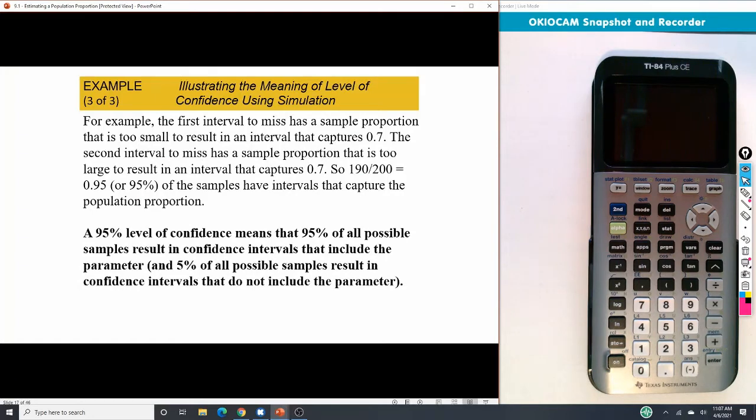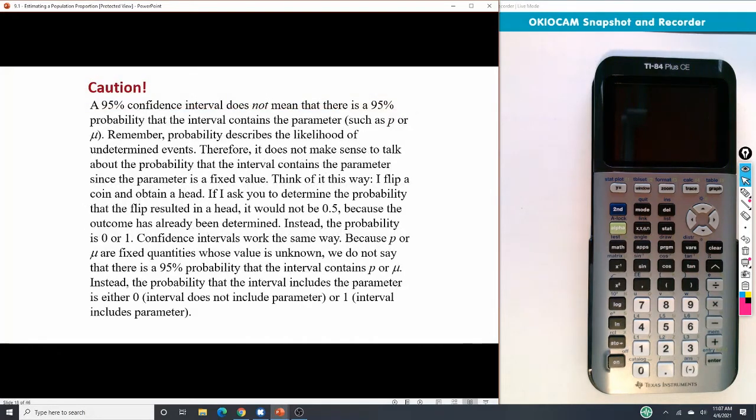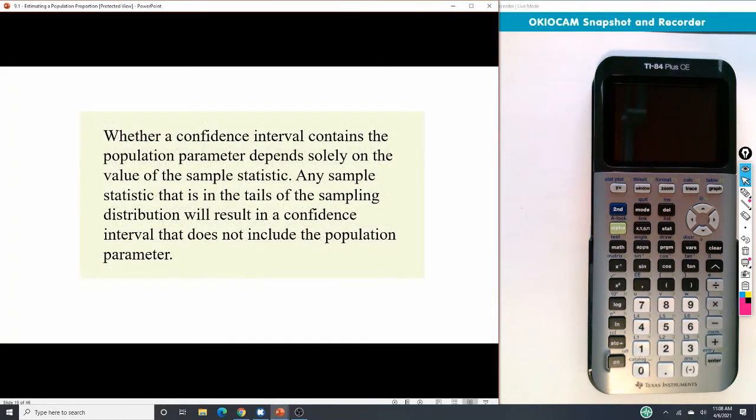Okay. All right, and so this is just more description of those pieces. So a 95% level of confidence means that 95% of all the possible samples result in confidence intervals that include the parameter, being our point estimate for those things, okay? And 5% do not include it. Okay? Now, the confidence interval does not mean probability. That is P, okay? Or mu on those types of things. So we've got to make sure that we're paying attention to what those things really mean. All right? Now, whether the confidence interval contains the parameter depends solely on the value of the sample statistic. Okay, and so we want to make sure that we pay attention to those details.